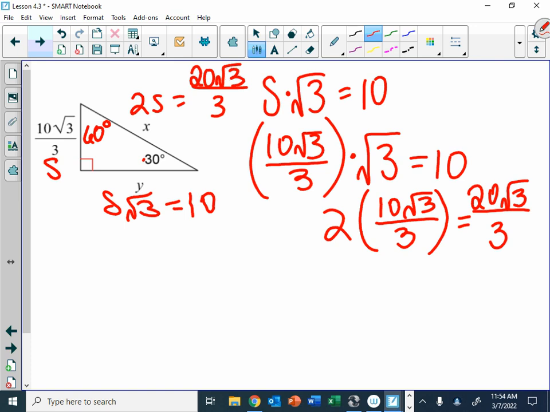So this is a really good example of just because there's a square root of 3 involved does not mean that side is s square root of 3. Okay? You've got to look at what angle is across from.